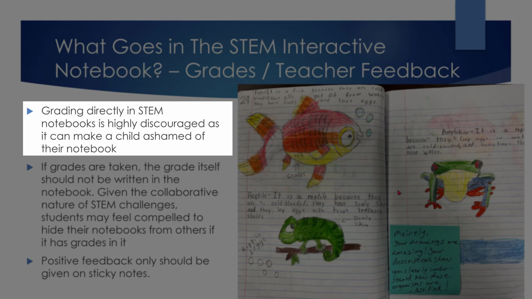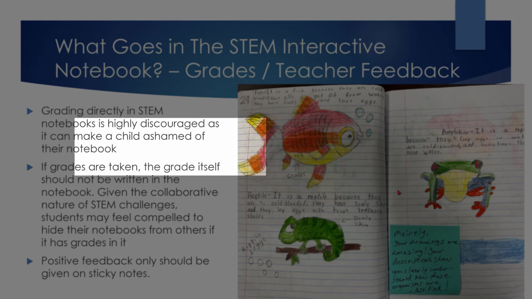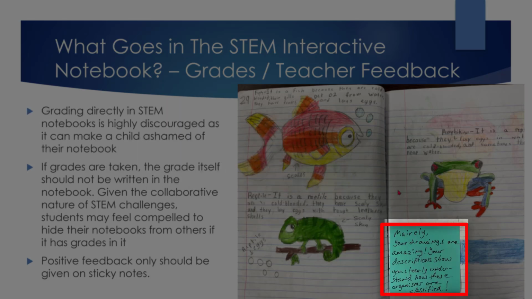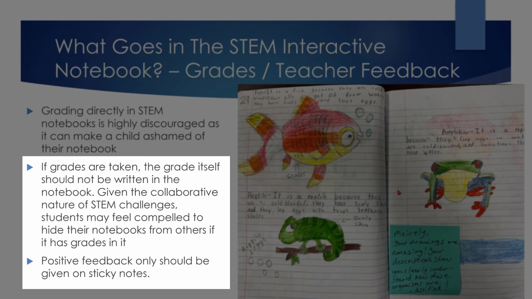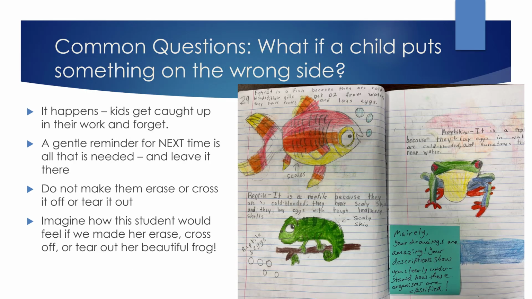In fact, the teacher never really should write in a child's STEM notebook for any reason. These notebooks belong to them. If you want to put positive feedback in a STEM notebook, we recommend you do so on a sticky note, so that if the child doesn't want others to see that commentary, they can remove it. Also, given the collaborative nature of STEM units, children will often have to have their STEM notebook open where other children can see, and we would want to protect their privacy by not having grades or written feedback in their notebooks. Here are some common questions that teachers have about STEM notebooks.